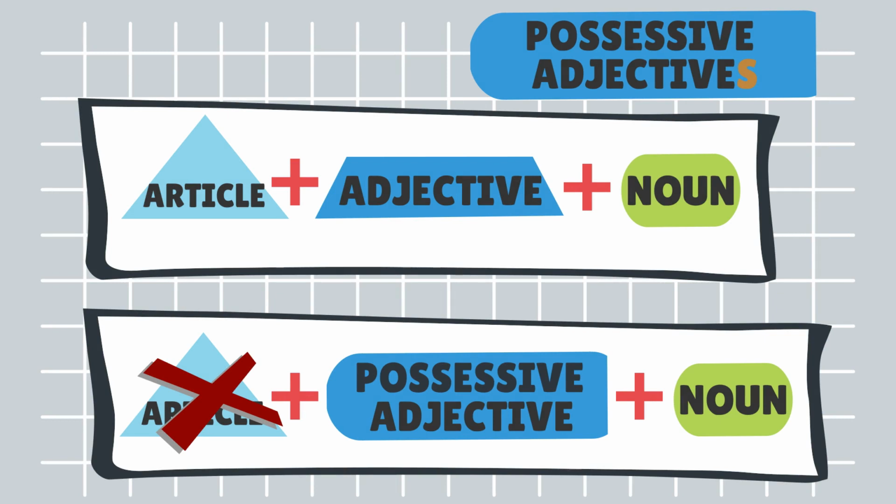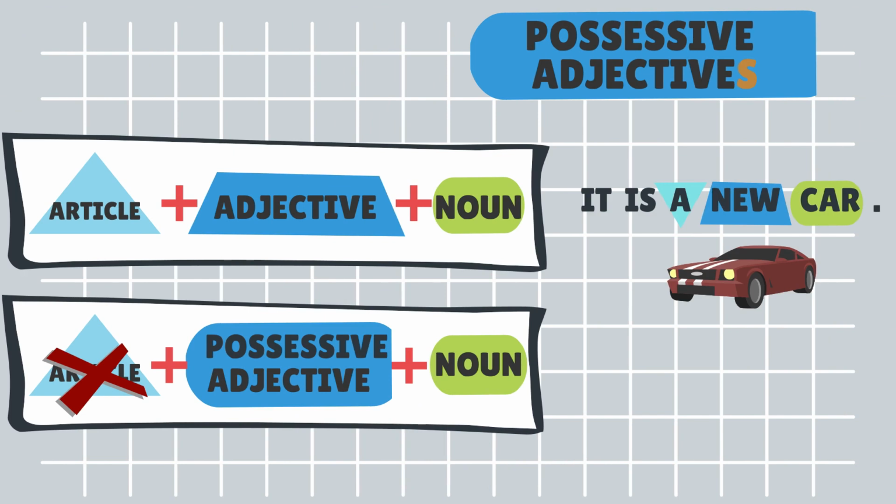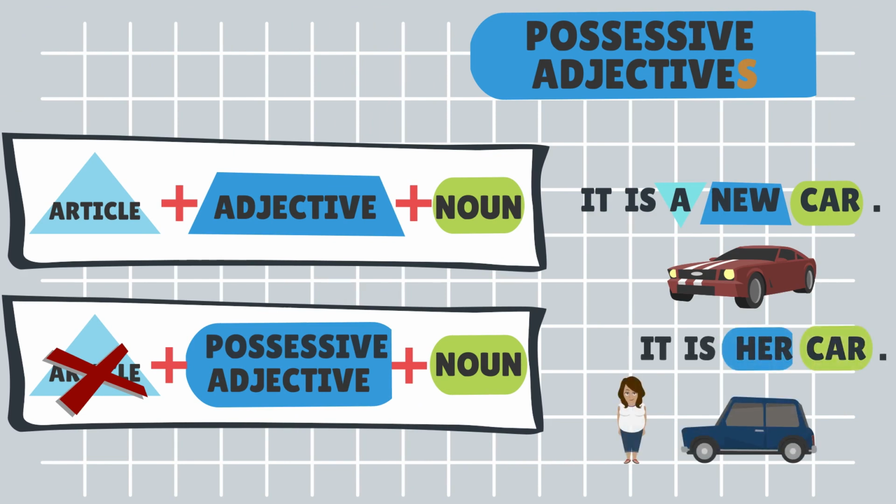Articles can be used before adjectives. But we never use articles before possessive adjectives. It is a new car. It is her car.